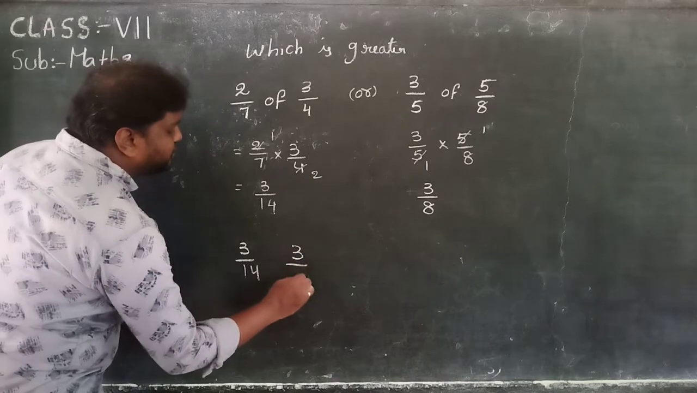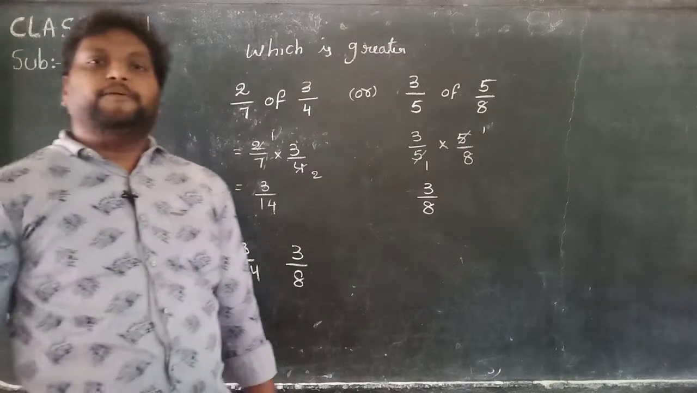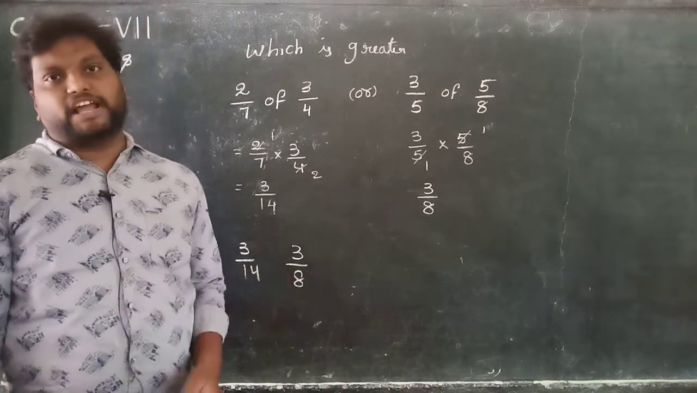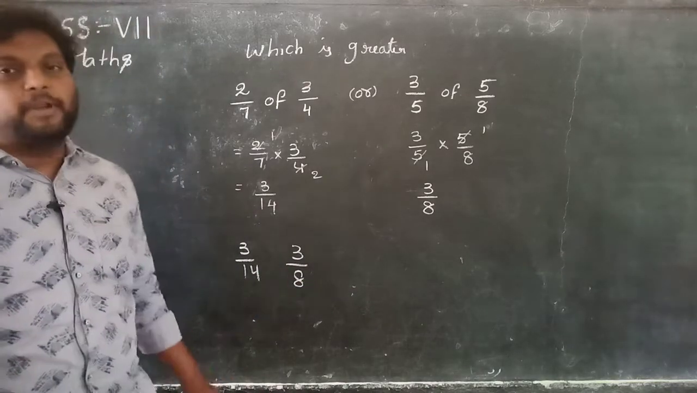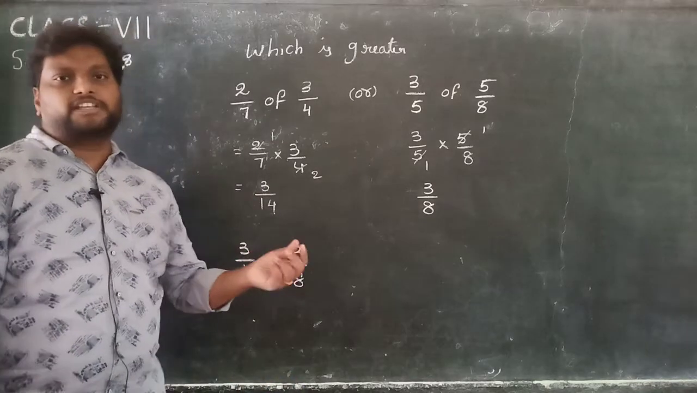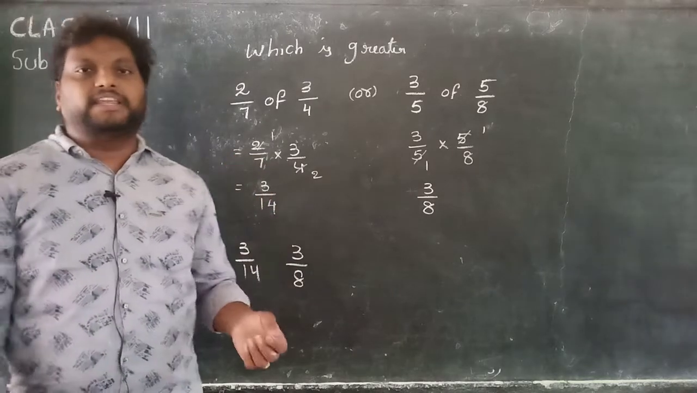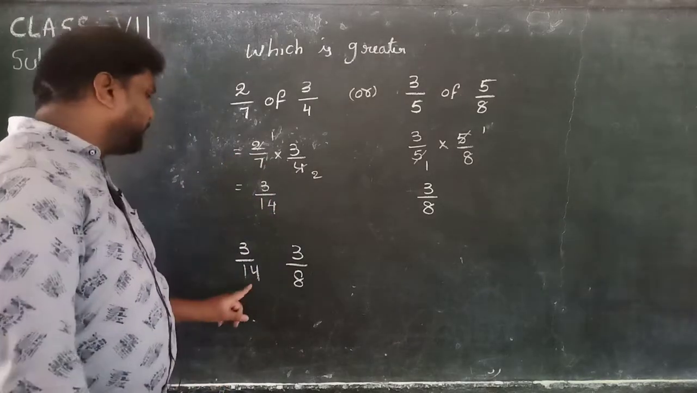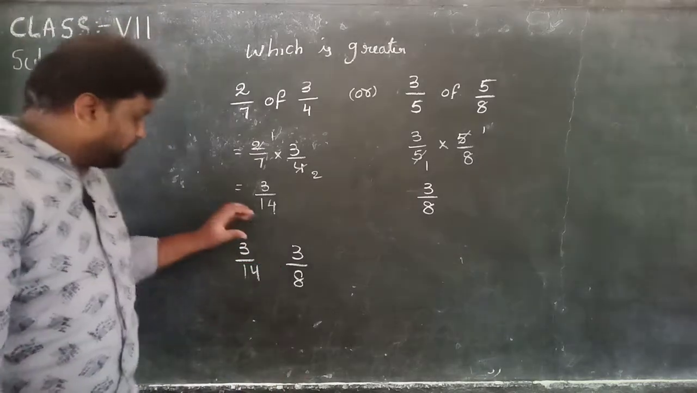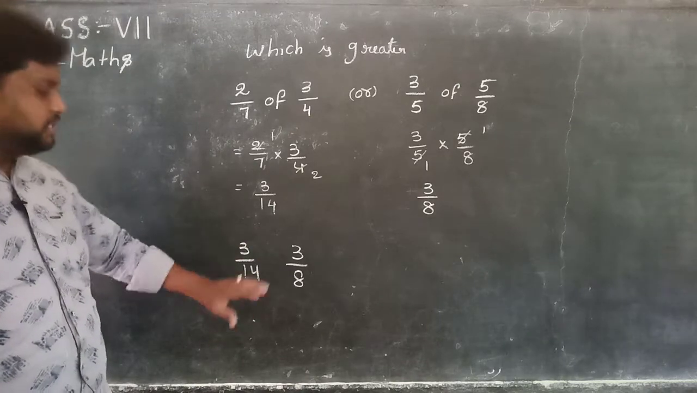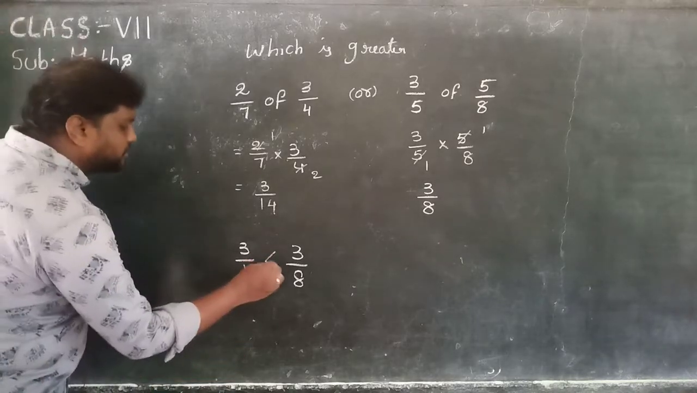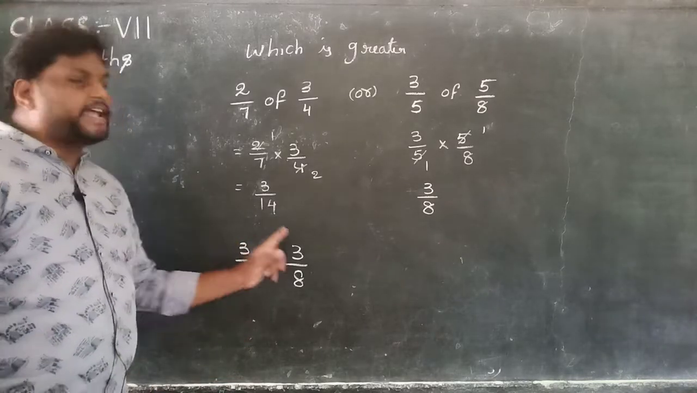Which is more, which is less? In earlier classes we converted to like fractions, means denominators are equal, but in this problem numerators are equal. Now just check it. Here 3 by 14, 3 by 8. Take an example, 3 chocolates. 3 chocolates for 14 members, or 3 chocolates for 8 members, which will get more? If 3 chocolates are separated into 14 parts, or 3 chocolates into 8 parts, then the 8 parts will get more. That's why 3 by 14 is less than 3 by 8.